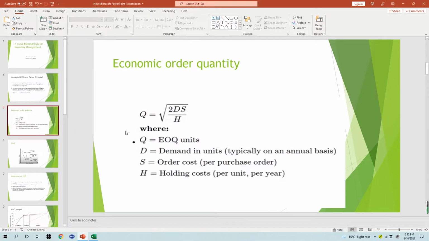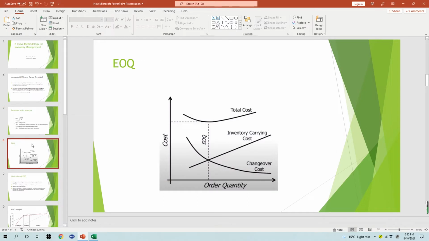Then we have the formula of economic order quantity. It equals the square root of 2 times demand in units times order costs, divided by holding costs. Then let's have a look at the diagram of this. The purpose of figuring out economic order quantity is to know when to order and how much you need to order.